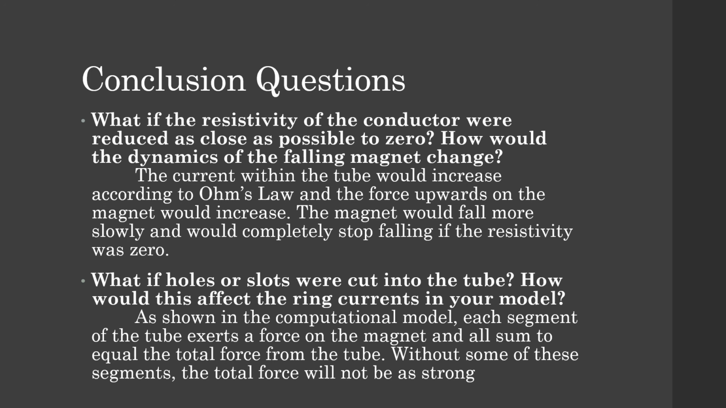The second question asks what would happen if holes or slots were cut into the tube, and how this would affect the current in the model. As I showed in the model, each segment of the tube exerts a force on the magnet, and they're all summed to equal the total force in the tube. So without some of these segments exerting a force, the total force will not be as strong, and the magnet will fall more quickly without as much resisting force.